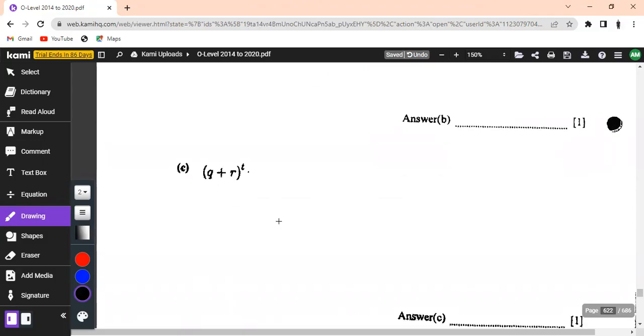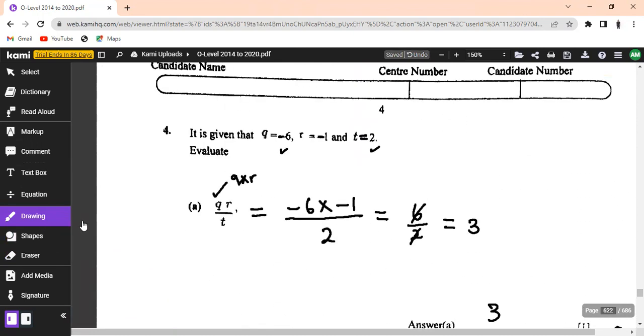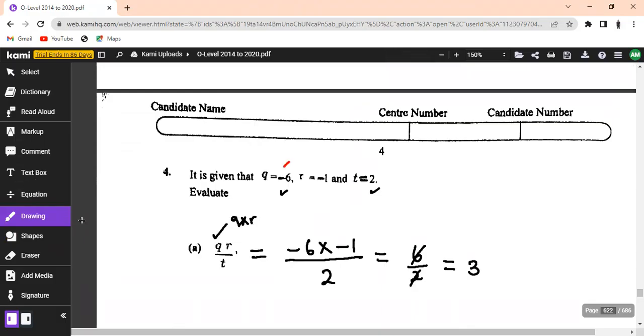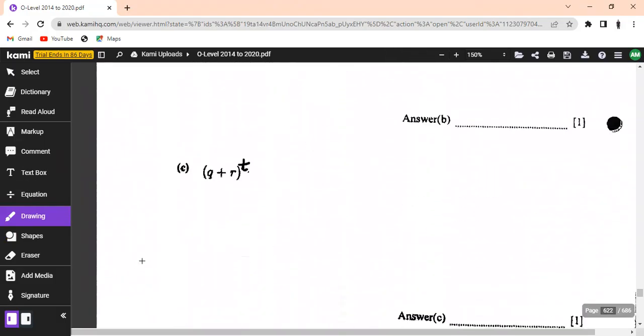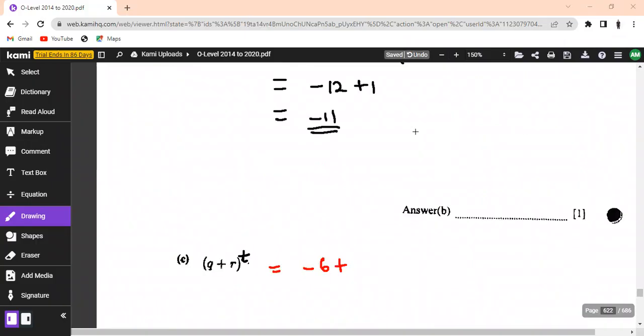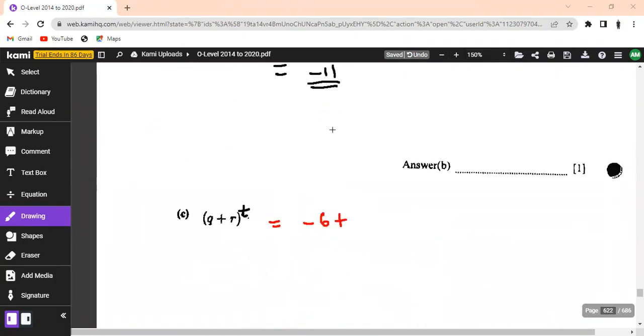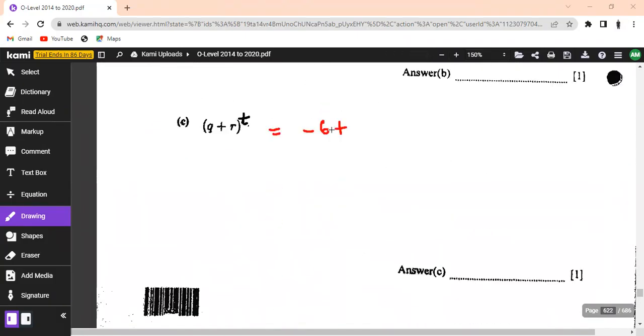It's q plus r to the exponent of t. Okay, so this is t. Q plus r to the exponent of t. So it's just a matter of substitution, guys. You're just substituting whatever that you're given. In this case, your q, which is -6. All right, so q is -6 here. So that means this is going to be -6 plus r. All right, and our r in this case, if you have to cross check, our r here is -1. So it's plus -1, like this.